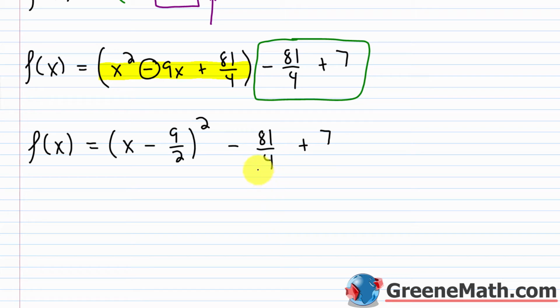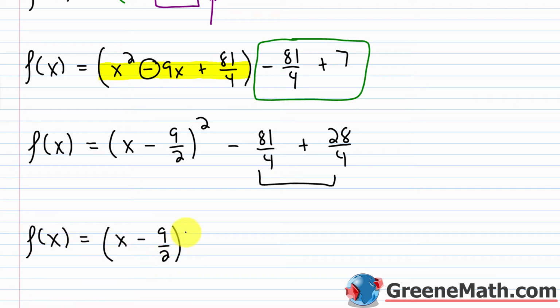Now, I want to combine these two. So I want to get a common denominator going, so I'll multiply this by 4/4. 7 times 4 is 28, so you would have 28/4 there. And now it's just a matter of adding -81 and 28. So if we do that, we get -53. So we'll say that we have f of x is equal to the quantity x minus 9/2 squared minus 53/4.